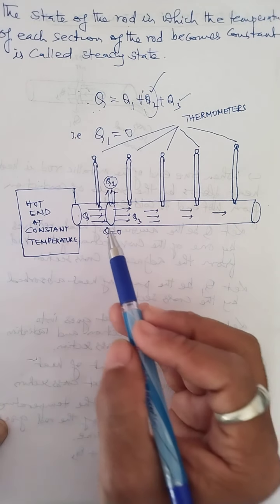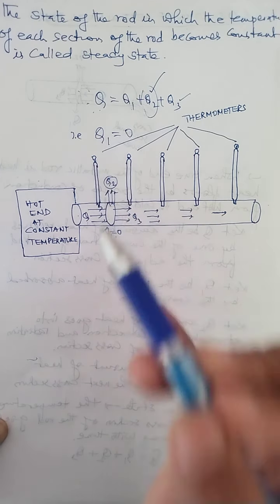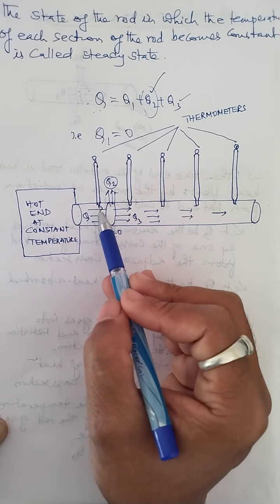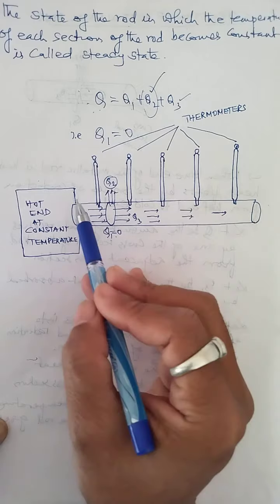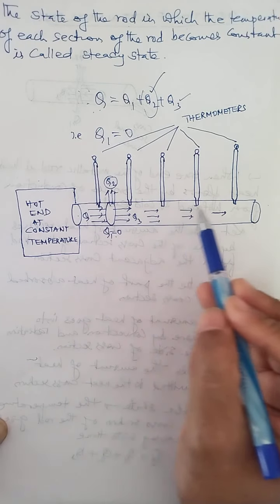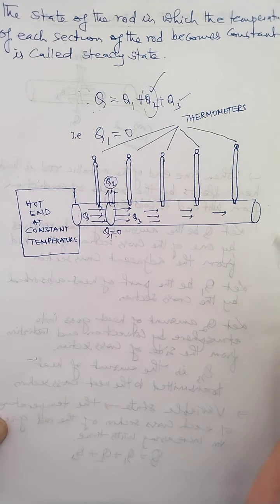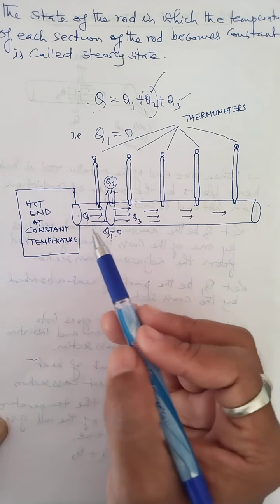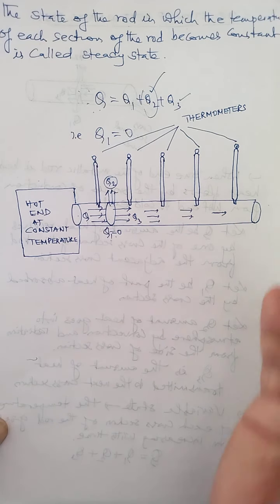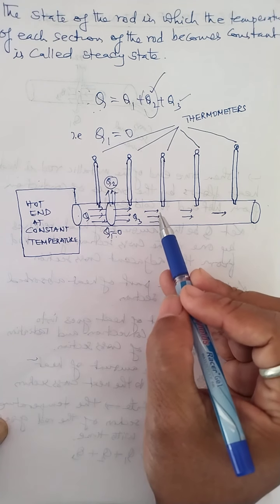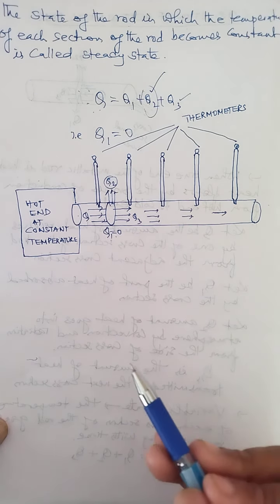So if you look at this diagram, if you measure the temperature at this particular end with the help of a thermometer. That's why, if you look at this diagram, a number of thermometers have been inserted at different cross sections of this metal rod. This is actually to check that when the heat is transmitted from the hot end to the other end, the heat keeps on decreasing. But at every cross section, the temperature of the rod cross section remains the same.